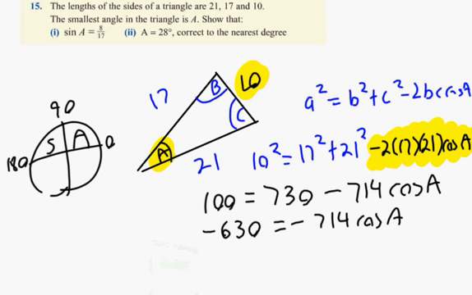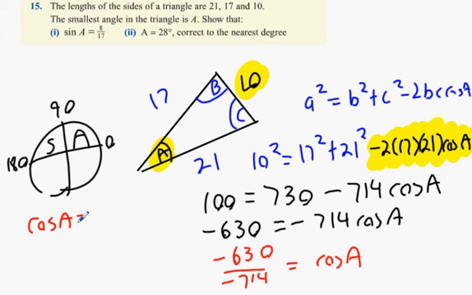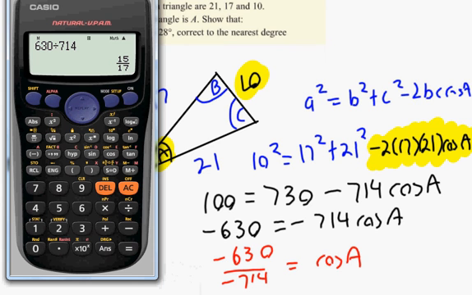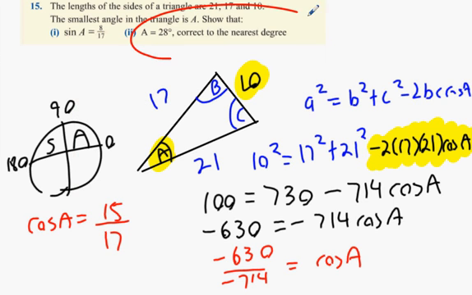So minus 630 divided by minus 714 equals cos A. Cos A equals 15 over 17. Everybody okay with that? What's cos inverse 15 over 17? 28 degrees, which is what we were asked to do.